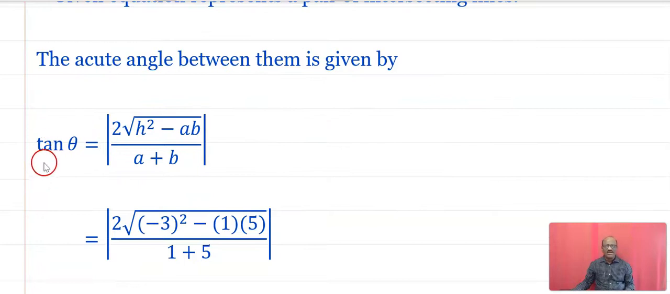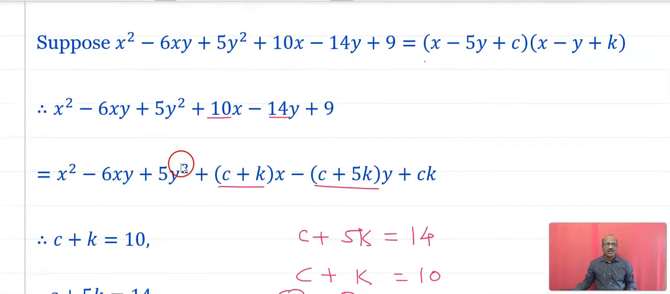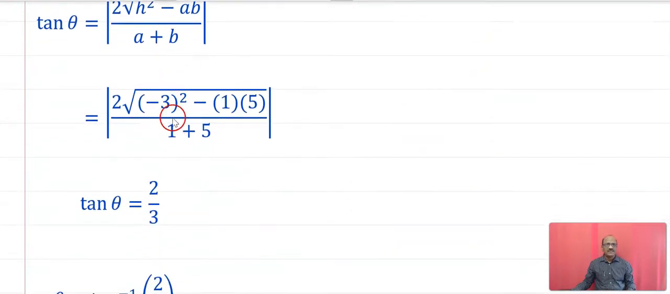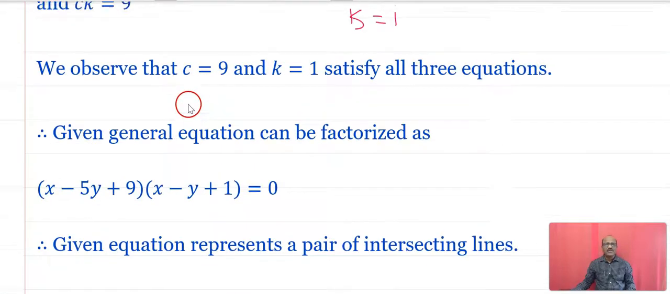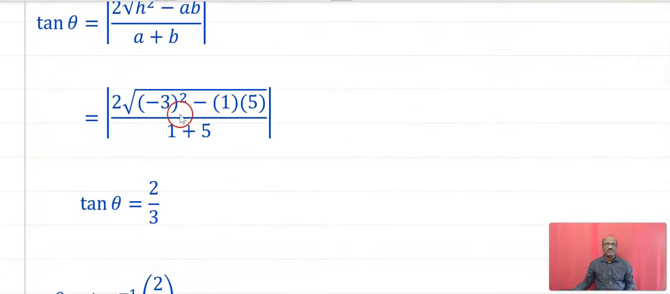What is the formula? tan θ = |2√(h² - ab) / (a + b)|. Substitute the values of h, a and b. Now here the value of h is -3. What is the value of a? The value of a is 1 and b is 5, so a + b is 1 + 5.